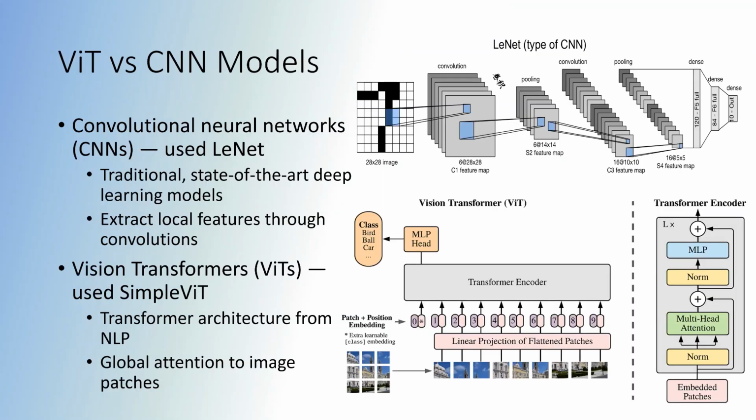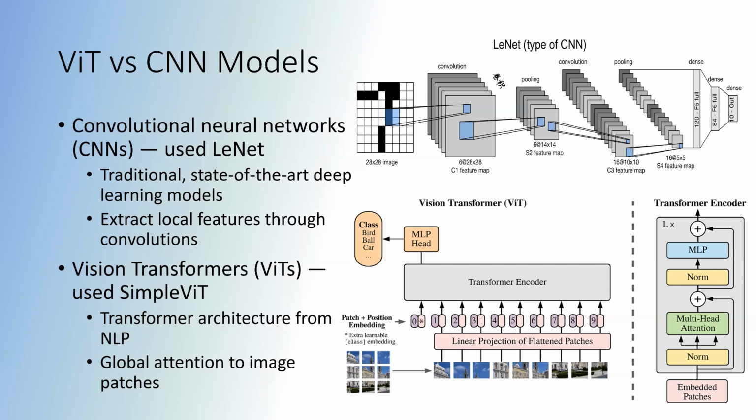Let me briefly explain these models. Convolutional neural networks are traditional state-of-the-art deep learning models for computer vision. They extract local features through convolutions. On the right is the architecture of LeNet, which I have used for this project due to its simplicity.